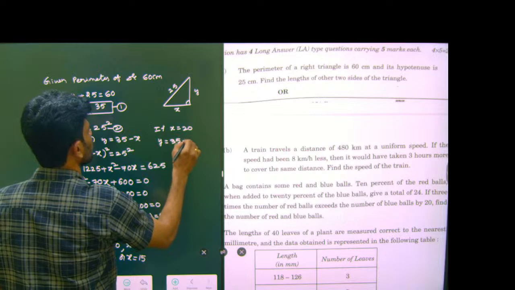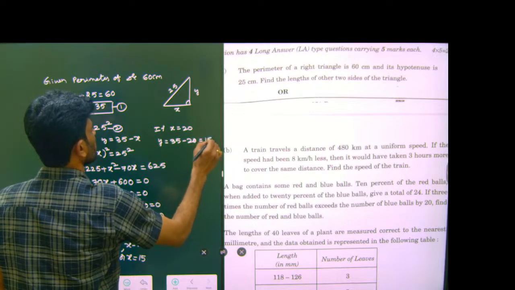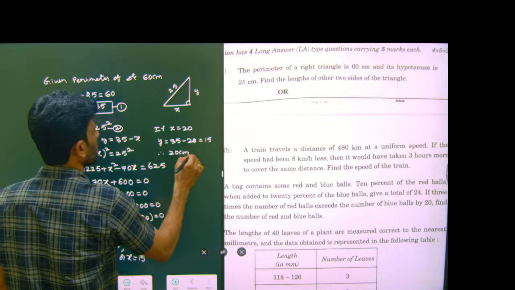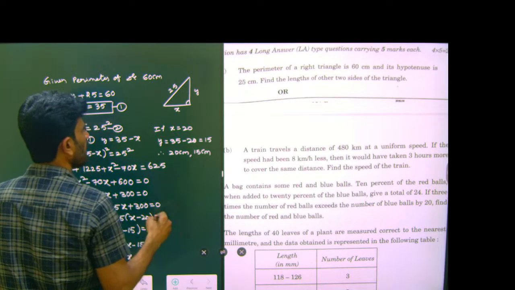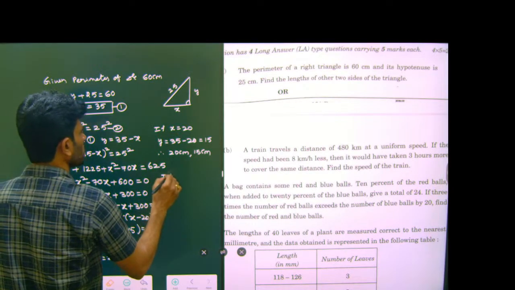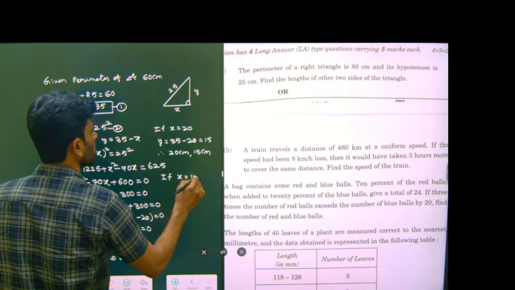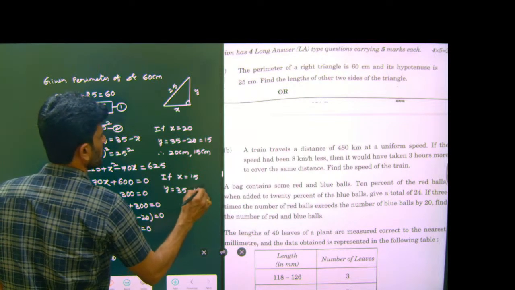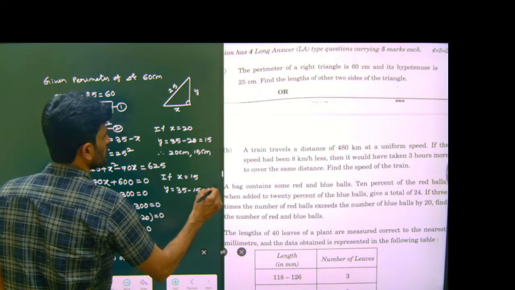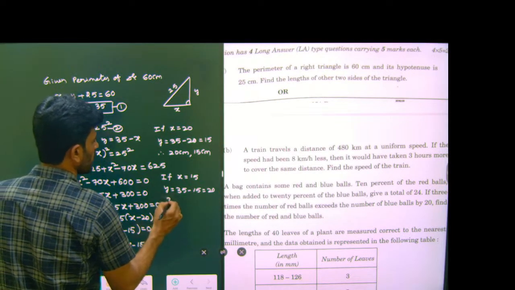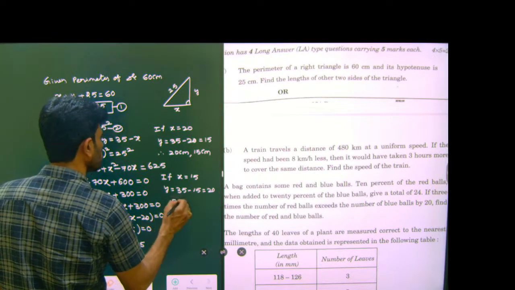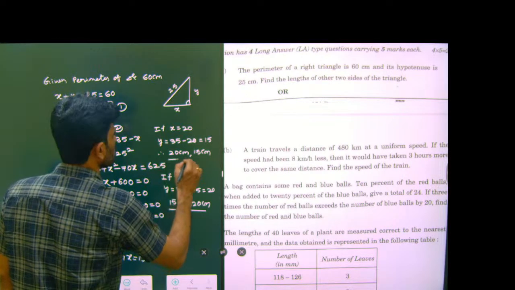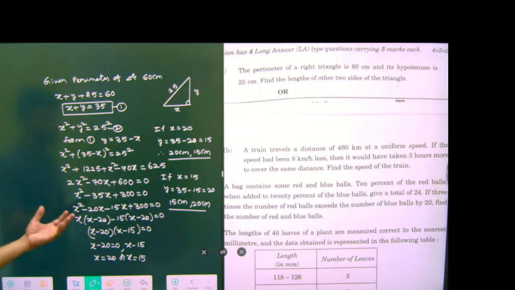35 minus 20, that is 15. So therefore two sides are what? 20 centimeters and 15 centimeters. Another case, if x is equal to 15, then y is equal to 35 minus 15, which is 20 centimeters. So what two sides are again? 15 centimeters and 20 centimeters. In both the cases we got same length. Hope you understood this one also.